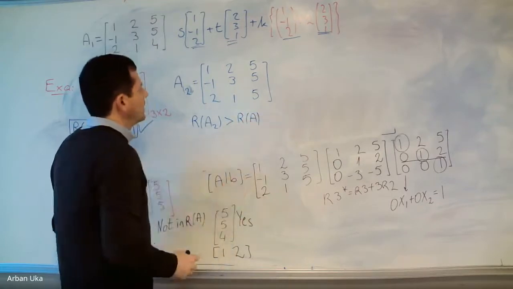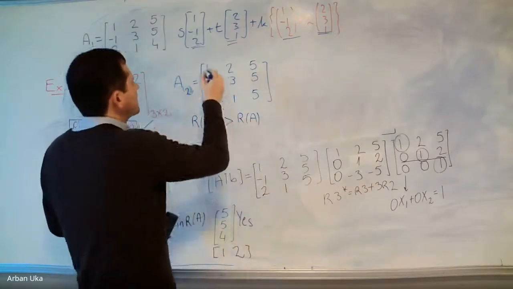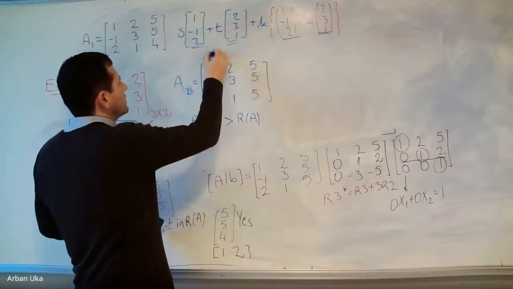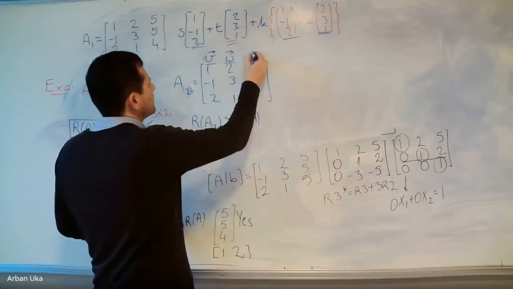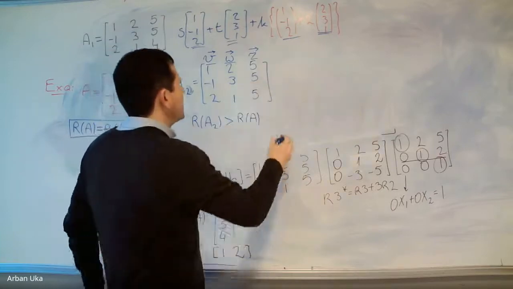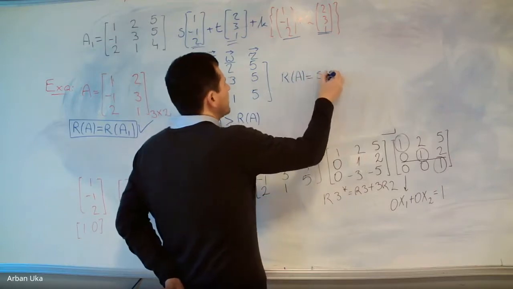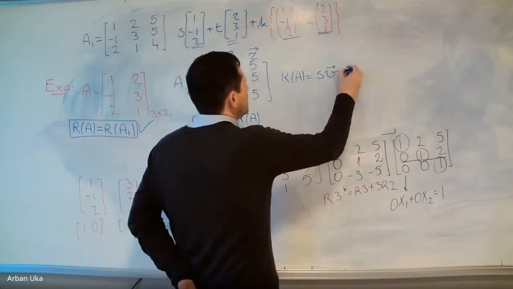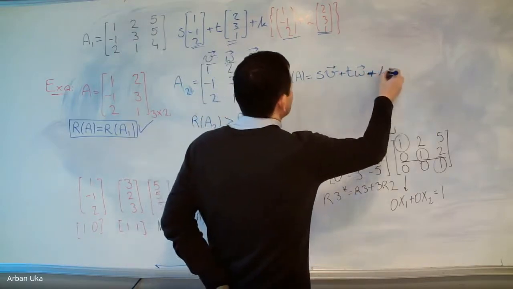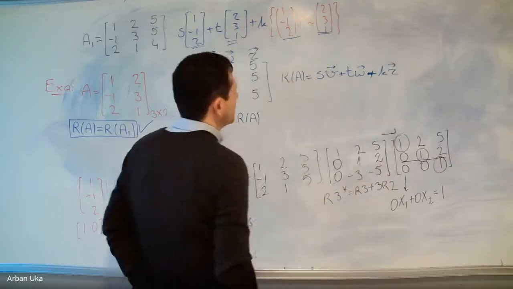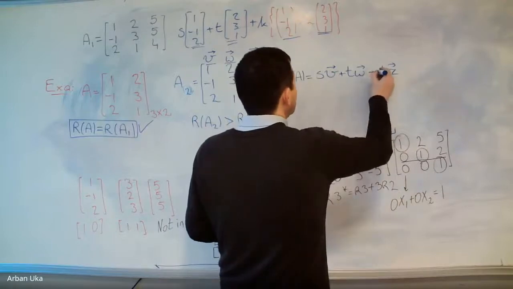That's true. Now, what is the range of A2? Allow me to write it like this. Let the first column be vector V. Let the second column be vector W, okay? And the third column, let it be the vector Z. The range of A2 is written as S times V plus T times W plus K times Z. So we just have a linear combination of all of these.